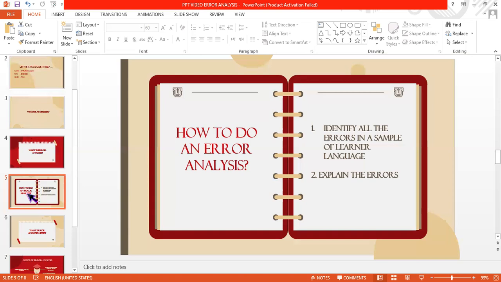Explaining errors in learner language isn't always straightforward. For example, sometimes an error may appear to have more than one cause, as Lightbown and Spada, 2013, say. While error analysis has the advantage of describing what learners actually do, it does not always give us clear insight into why they do it.